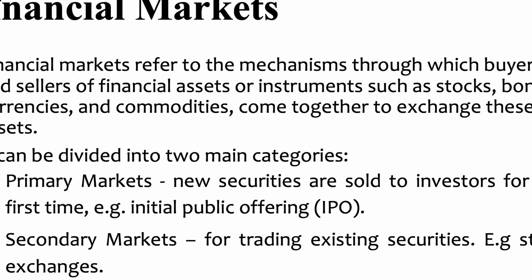Financial market. The financial market refers to the mechanism through which the buyers and sellers of financial assets or instruments such as stock, bonds, currency, and commodity come together to exchange them. So the market that brings together buyers and sellers of financial assets is what we call the financial market. It can be divided into the primary market and the secondary market.